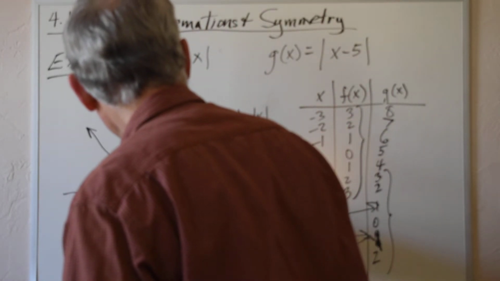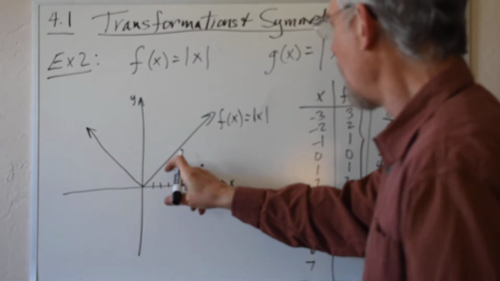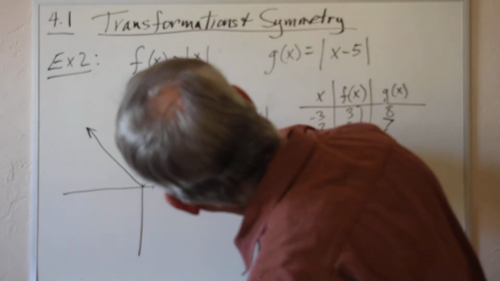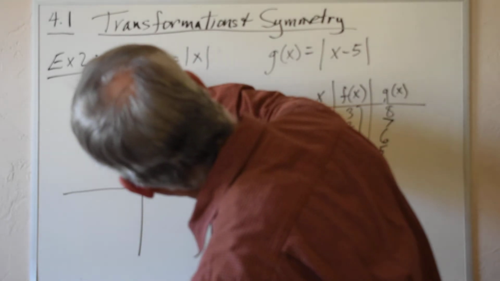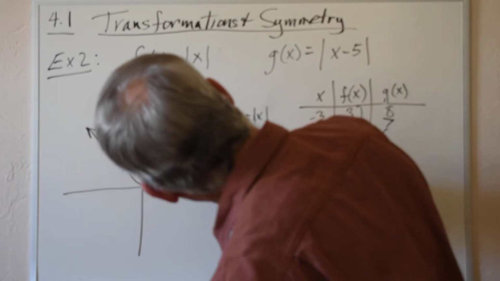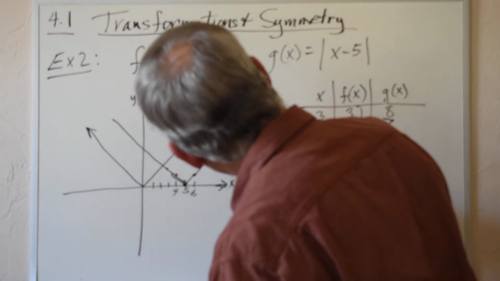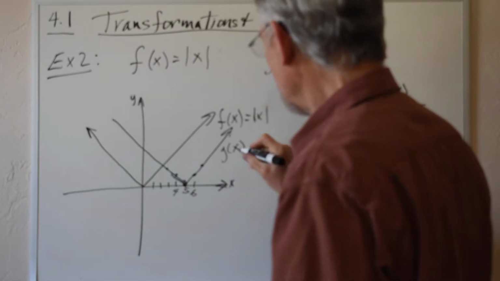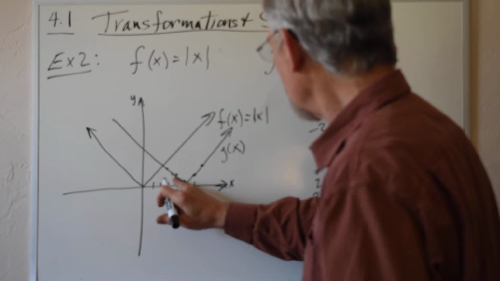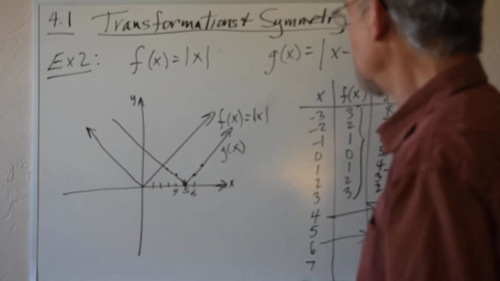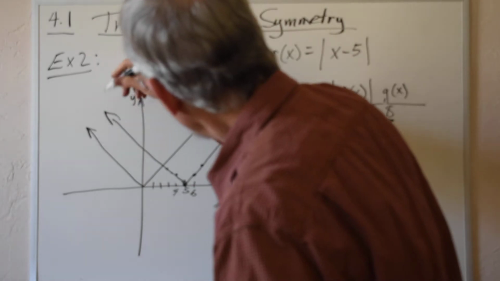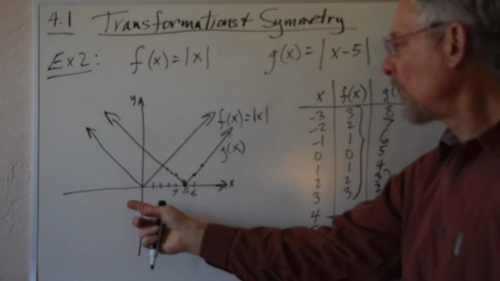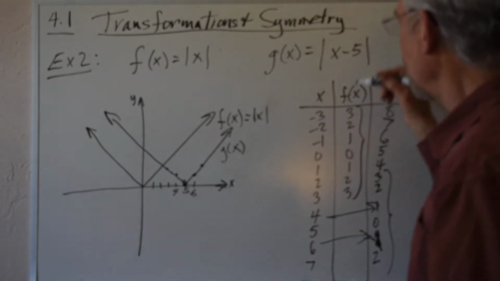And you see what's going on. You see the V shape right there. If we kept plotting points and graphing them, we'd get the shape of the absolute value function, but it's shifted over 5. It's shifted 5 in the positive direction.